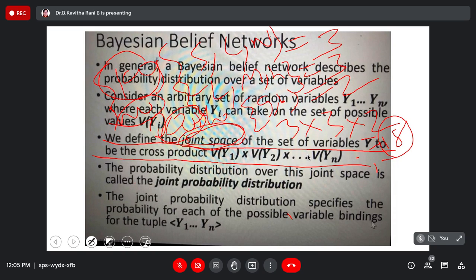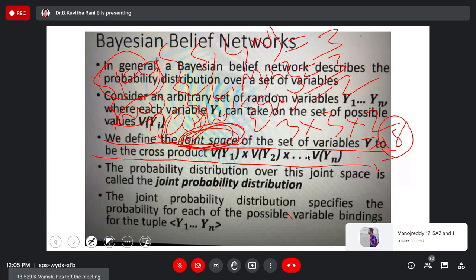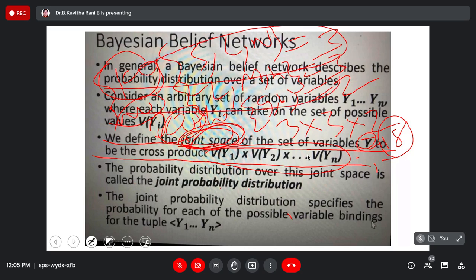Each instance comes with its own attributes. Okay, so that is called the joint space. So what we are doing is defining the joint space of the set of variables Y to be the cross product of V of this, V of this, and V of this, which gives us those combinations. That is called the joint space.